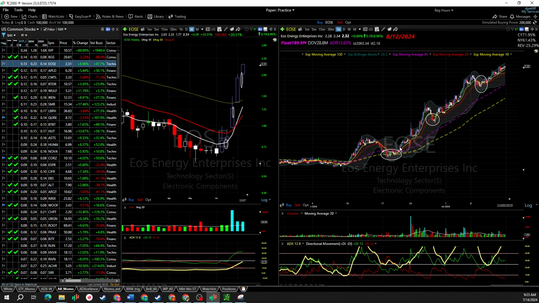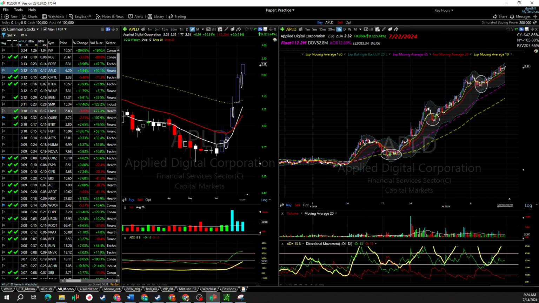So that's EOSE. Again, the observation here is there's a consistent theme that when the 10 and the 20 are sloping down and this thing builds a higher low and breaks out of that, there's often a push out of that. The other thing that I'm taking away from here is that sometimes these are more V-shaped. All right, let's go to EPLD.